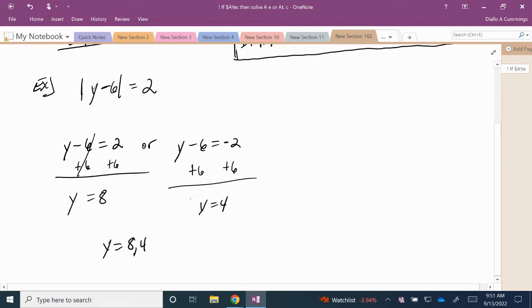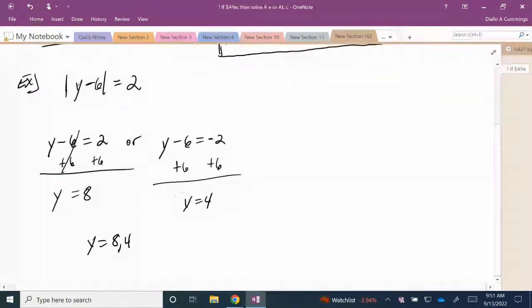Okay, now there is no order in which you have to write these. Okay, these are just simply two numbers that make this equation true. Okay, and you can also check. So I'll go a step further and I'll check. However, you must only check one number at a time, and we must always check with the original equation.